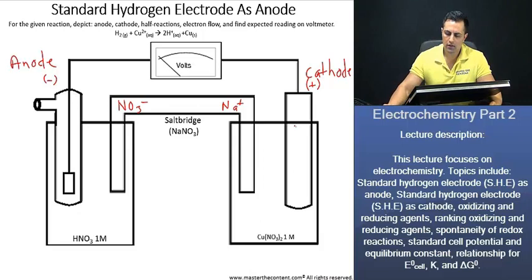Now, we also have a voltmeter, and this is going to be the conducting wire going through it. This half cell here is going to have a 1 molar nitric acid solution in it, and this half cell is going to have a 1 molar copper nitrate solution in it. Now we've labeled our anode and our cathode, so we're done that part of the problem.